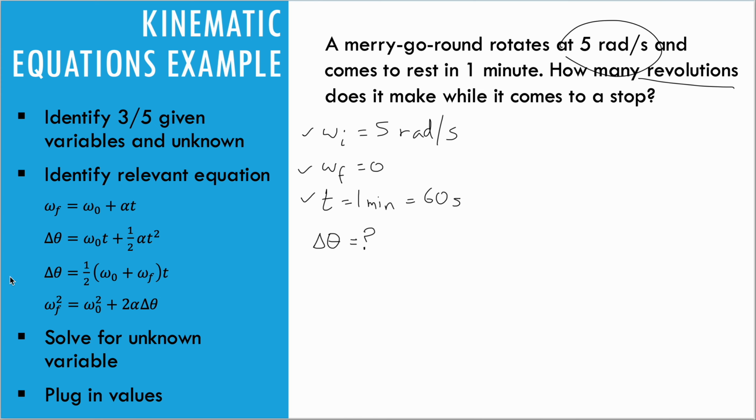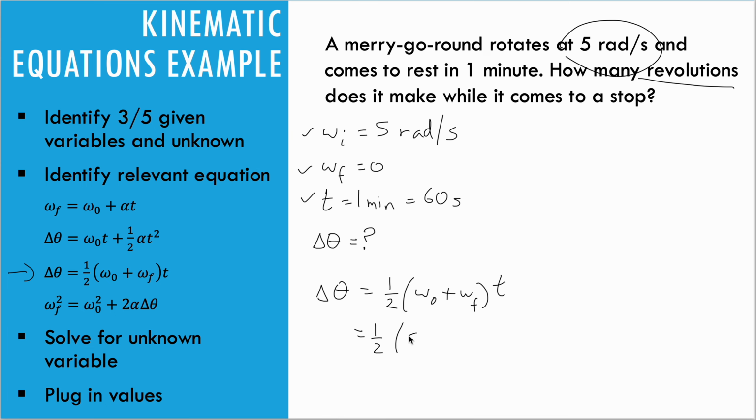In this case, it's going to be the third equation. We're going to solve for the unknown variable. In this case, delta theta is already solved for on the left, so we can move on to our last step, which is to plug in the values. Note that when I'm talking about initial angular quantities, I can use i or 0. They're interchangeable. So let's plug in our values.